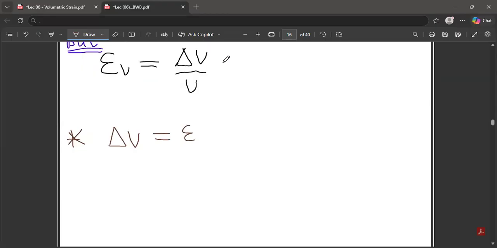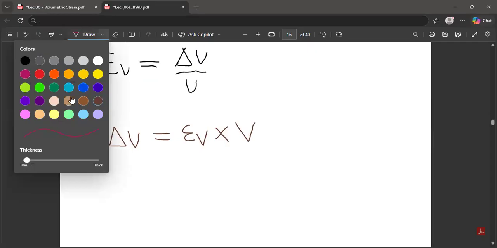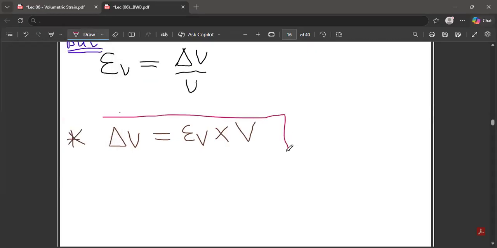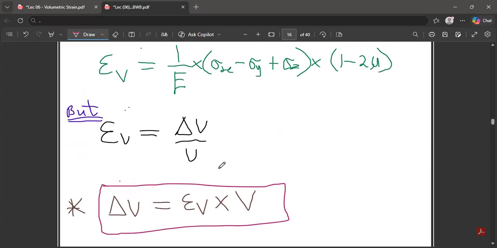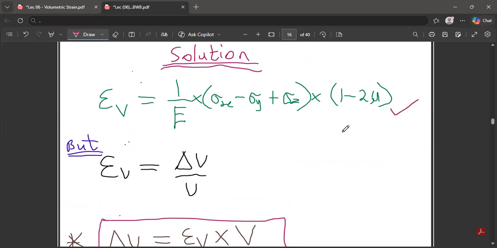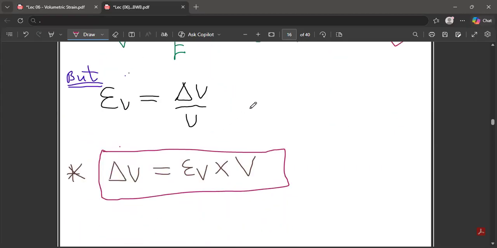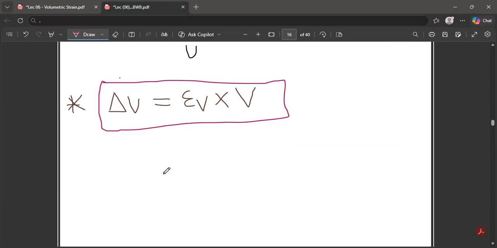You are going to get your change in volume to be equal to the volumetric strain times the volume. So let's all take this very seriously. This is what we are going to use to get our final answer. But it requires that we calculate the volumetric strain using this formula, and also calculate the volume of the bar. In that case, we can use this formula to calculate the change in volume we are being asked to calculate in the question.